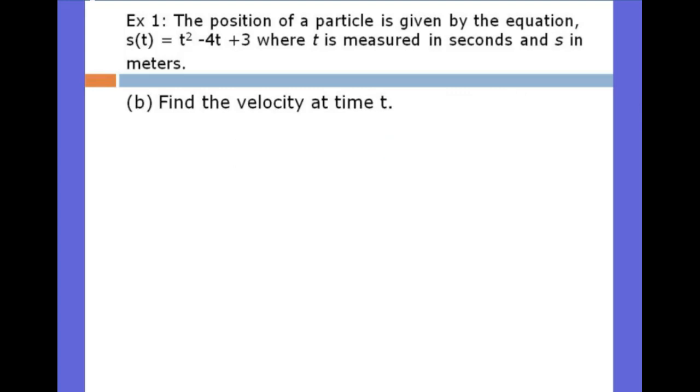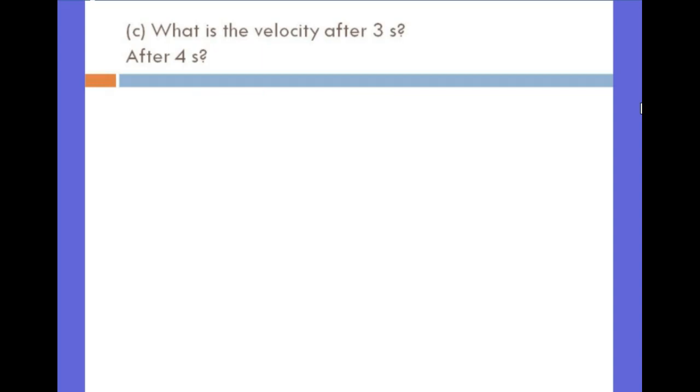Find the velocity for any time t. So when it asks you to find the velocity at time t, that is the general velocity formula. So you get v of t equals 2t minus 4 meters per second. We can use that to find the velocity at any time we want. So it says, what is the velocity after 3 seconds and what is the velocity after 4 seconds? So you would find v of 3 and v of 4.